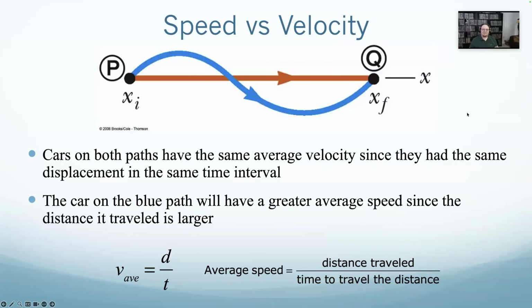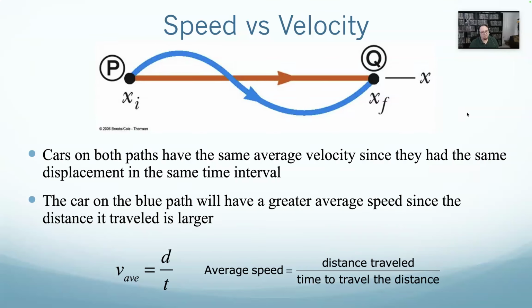Now, the thing with this speed and velocity is, let's say I have two cars, a blue one and a red one, and they both go from point P to point Q in the exact same amount of time. Both cars will have the same average velocity because they both have the same displacement, but they will not have the same average speed because the blue car traveled further. It traveled further in the same time. It has a faster speed, which once again really makes it feel like speed should be more useful here.